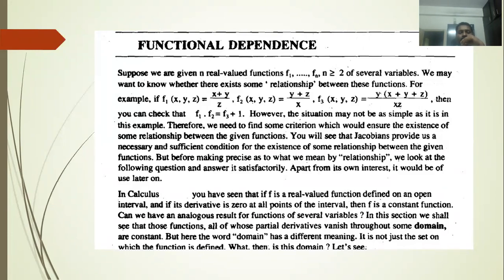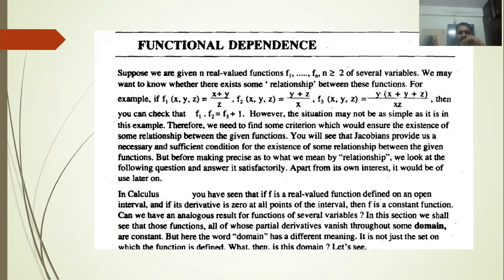But before making precise what we mean by relationship, we look at the following question and answer it satisfactorily. In calculus, we have seen that if a real valued function is defined in a certain domain, and its derivative is zero at all points on the interval, then f is a constant function. This is analogous to a function of several variables.